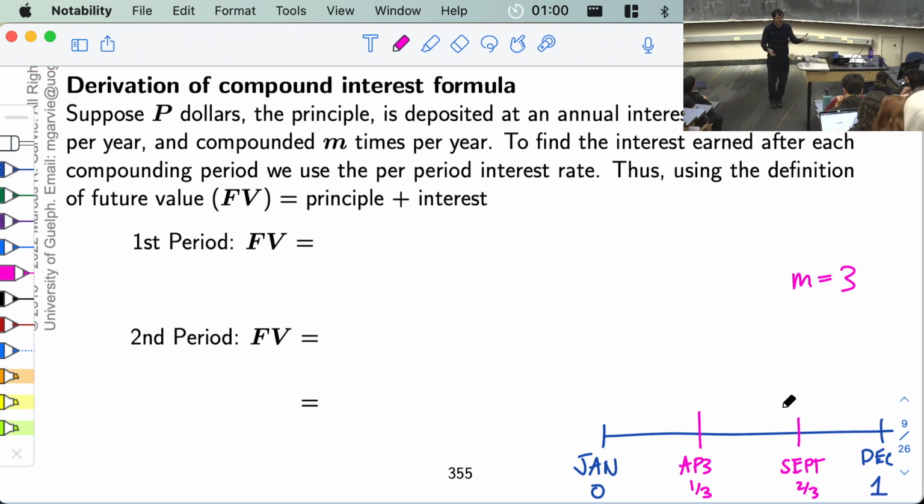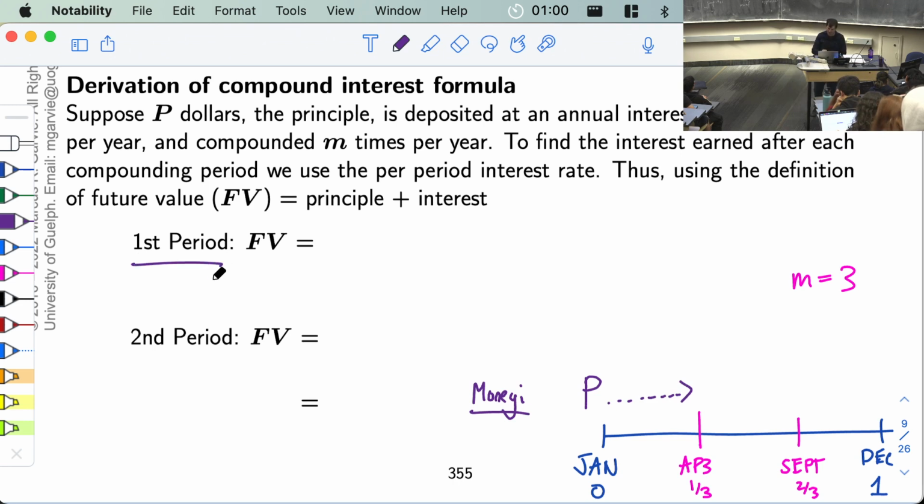So we start in January with P dollars. This is our money in our bank account. How much money do we have in April? We've gained some interest from January to April. How much money have we gained? That is what is going on here. We started with P dollars, and we gained P times R times T in interest. But I can tell you what T is. T is 1/3. Why is it 1/3? Because we only did 1/3 of the year.